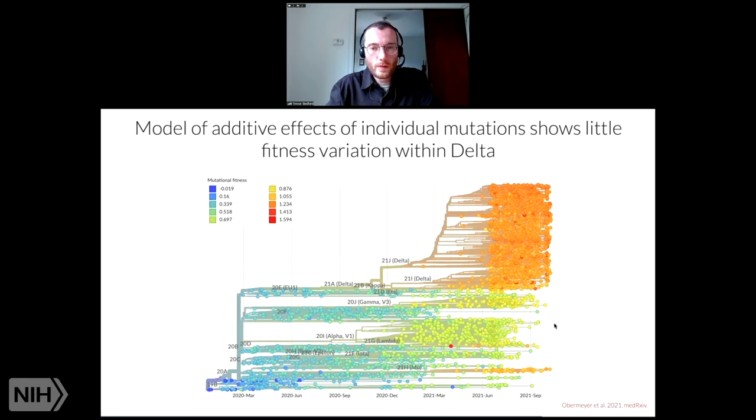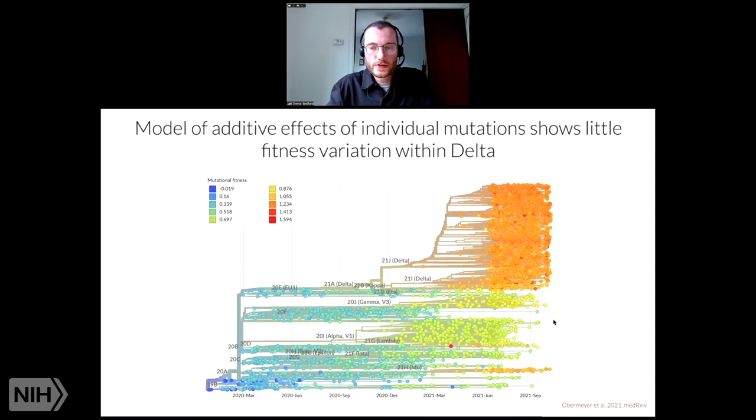We see that at this moment, there's not a lot of variation within delta. There are two main lineages, which we at Nextstrain have called 21J and 21I. There are some additional ORF1a mutations in 21J. That's increased things a little bit, but not hugely. So right now, there doesn't seem to be a lot of fitness variation within delta, and we're basically waiting for more mutations to emerge.